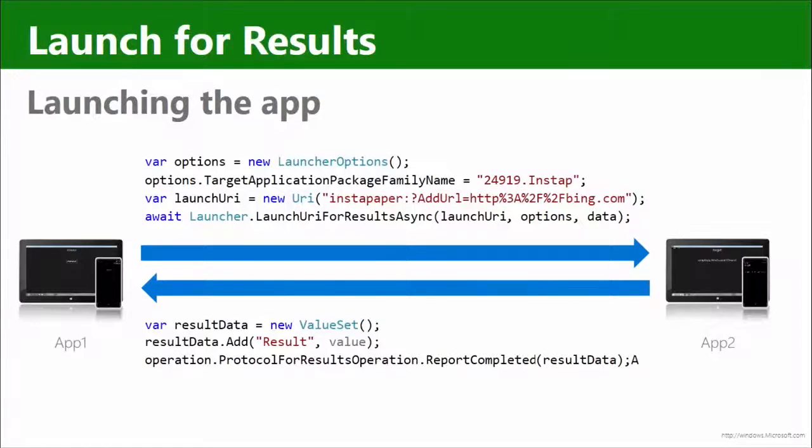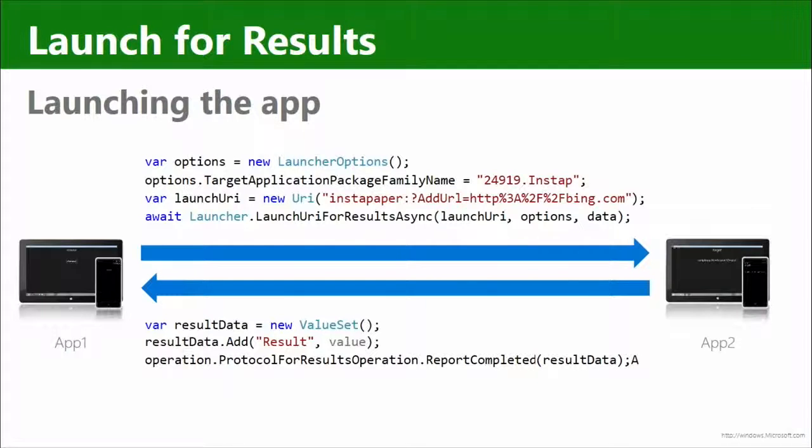But we talked about how I can not only launch a specific app, I can ask that app to do something for me and hand me back whatever it is I asked. So this is a two-way launch for results transaction. Here we go. The first bit's pretty much the same, except instead of launch URI async, it's now launch URI for results async. So we're saying I'm going to launch this other app and then I'm going to sit around and wait for a response to come back.